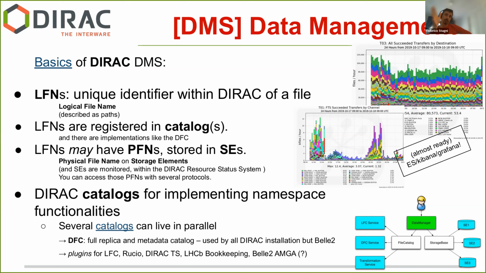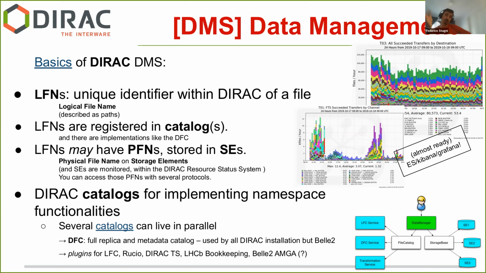Now, regarding catalogs, the DIRAC catalogs are used for implementing namespace functionalities, and you can have several catalogs that live in parallel. So basically, you can do a register replica, and that can register the replica on several catalogs, depending on what that means on each of these catalogs. This is very good if one wants to move from one catalog implementation to the other, but not only.